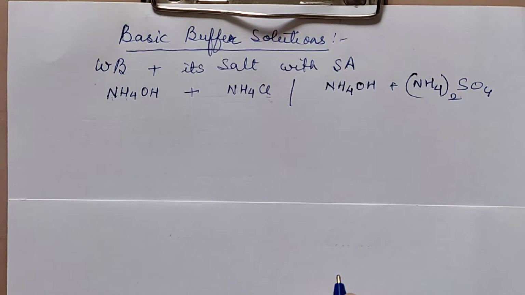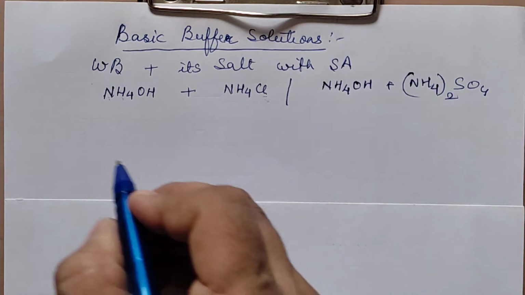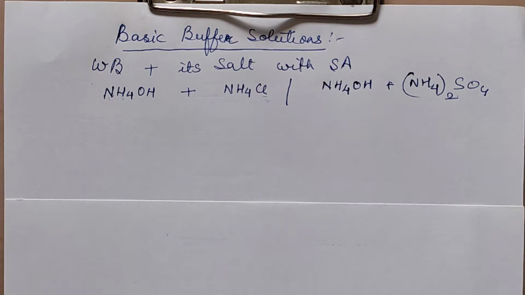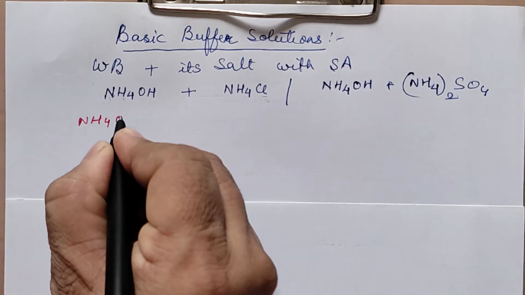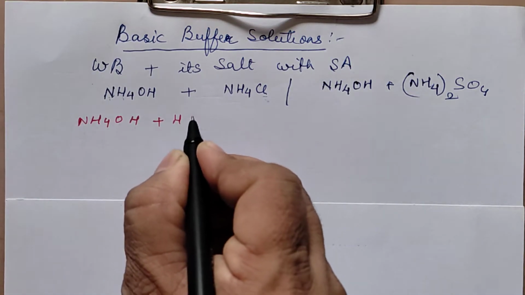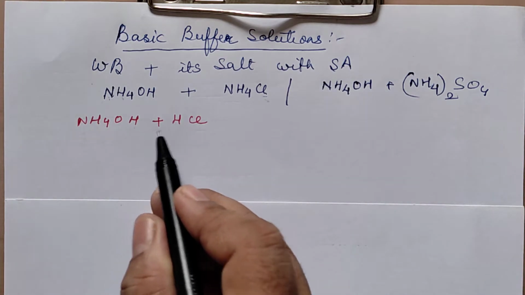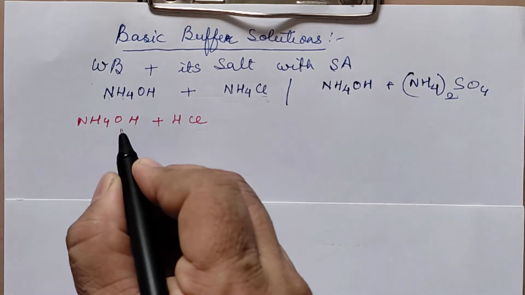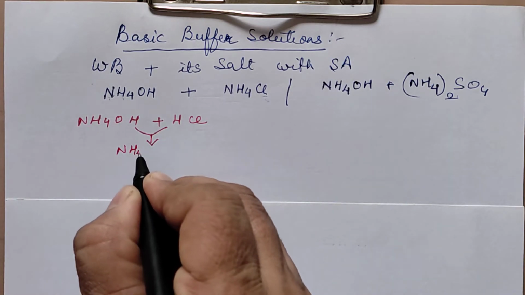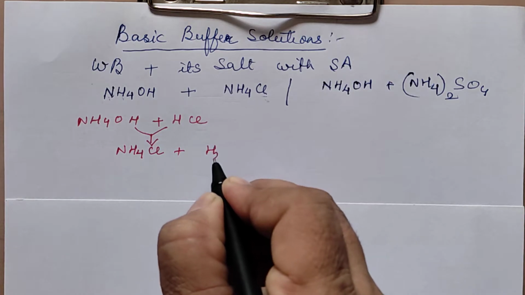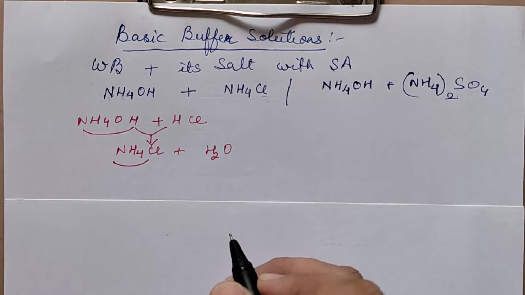Now apart from that, like in the acidic buffer, we also said if one of the products formed gives that combination, it can also be considered. Let me consider those examples. Say you have ammonium hydroxide and HCl. It looks like it's not a basic buffer solution because it's a combination of a weak base and a strong acid. But what if both react? It will result in the formation of ammonium chloride and water. Had it been this and ammonium chloride combination, it would be a basic buffer solution.